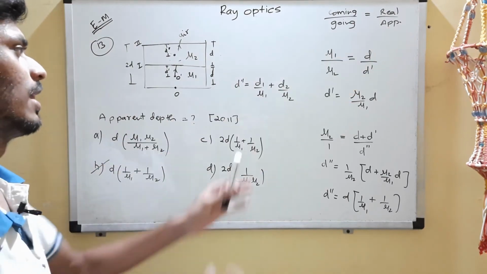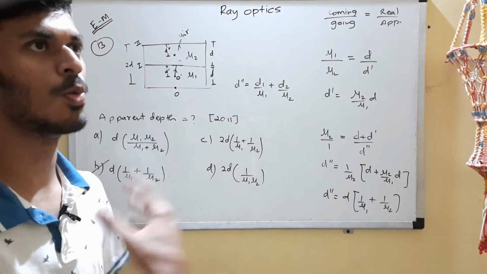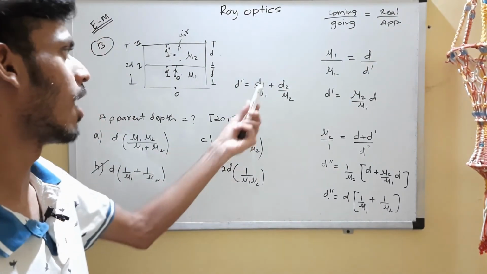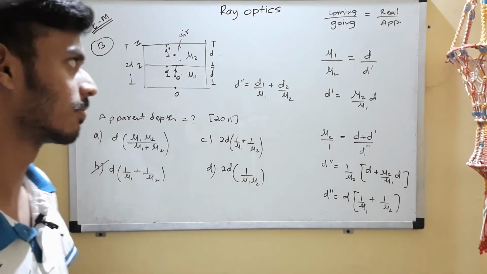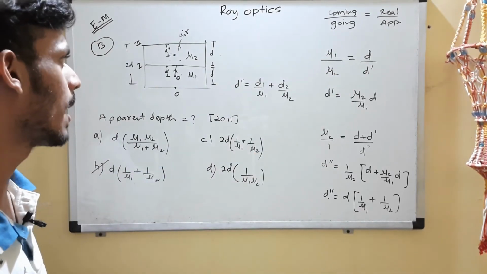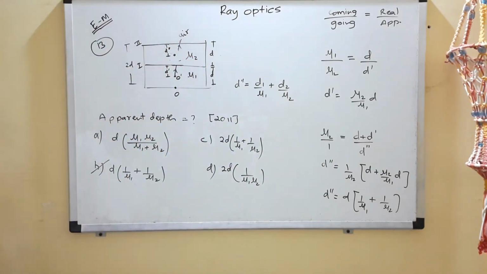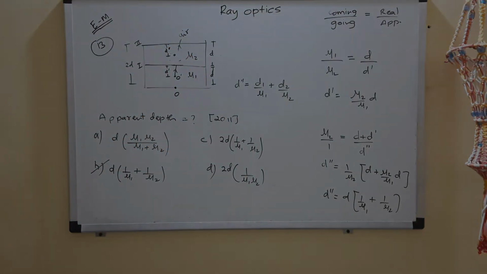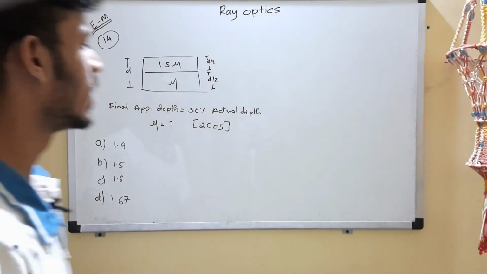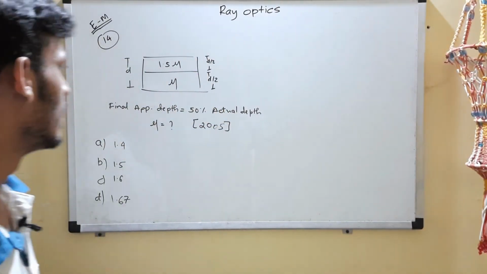Even if you can extend it to more liquids. If you have more than two, you can go on extending the formula. We'll use it in the next question. So let's move to the next question now. Question number 14 over here, similar to what we discussed in the previous question.